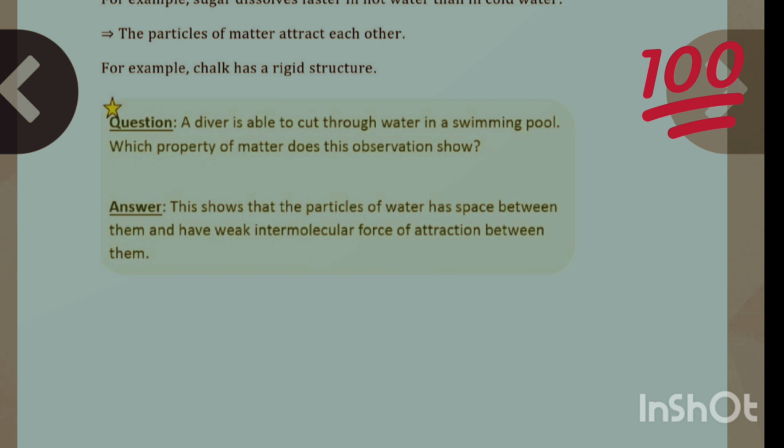Okay, so we have one question here: a diver is able to cut through the water in a swimming pool. Which property of matter does this show? So we can tell that it has some space between the particles and has weak intermolecular forces of attraction between them. So what type of forces do they have? They have weak intermolecular forces. Inside the molecules, the forces are very weak. So we can find space between them. Okay, so what happens here? A diver can cut through the water in the swimming pool.